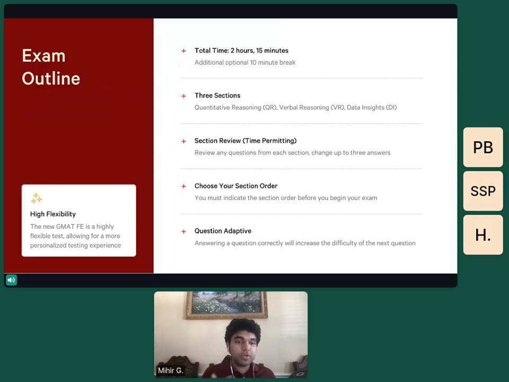So before you start the exam, you'll actually indicate the order that you want to take the test in. What that means is, right before you start the test, you can say, okay, I want to do the verbal section and then quant and then data. Or I want to do data first and then quant and then verbal. You can choose any order. However, once you've started the first section, you cannot change that order.